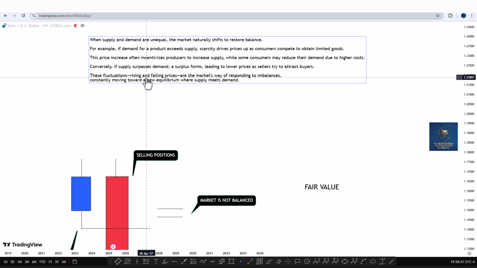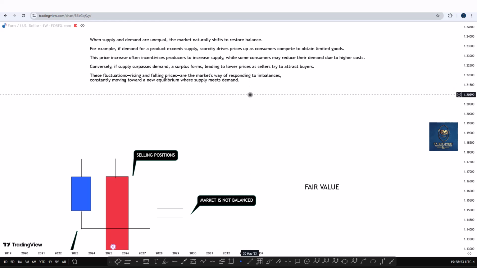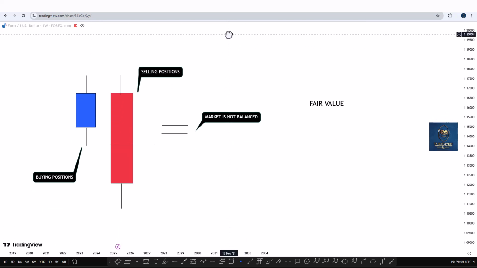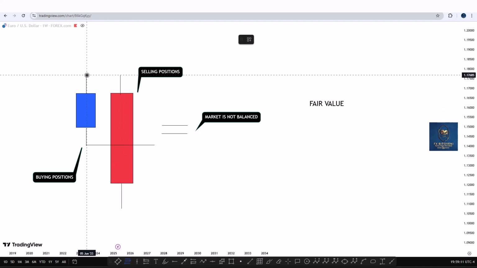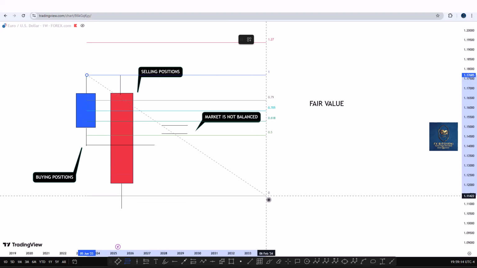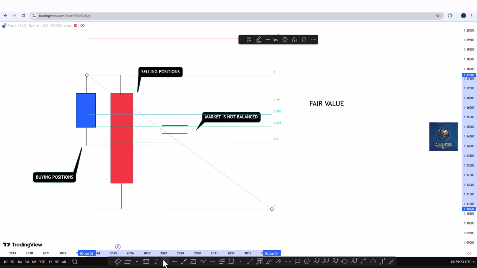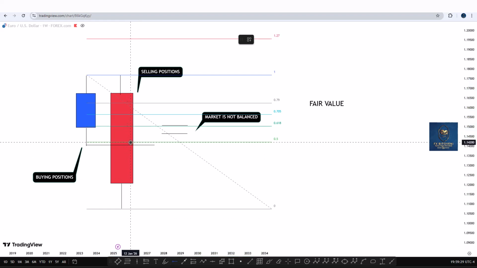So these fluctuations, rising and falling prices, are the market's way of responding to imbalances, constantly moving toward a new equilibrium where supply meets demand. You understand that? The market will be looking for ways to come back at least to equilibrium, where supply and demand meet each other. So if you draw from the high to the low, 50% is around here, the equilibrium level, when you have Fibonacci.